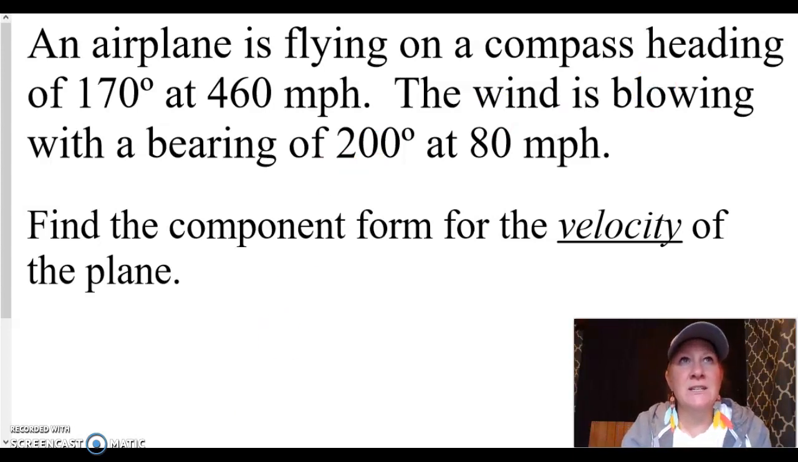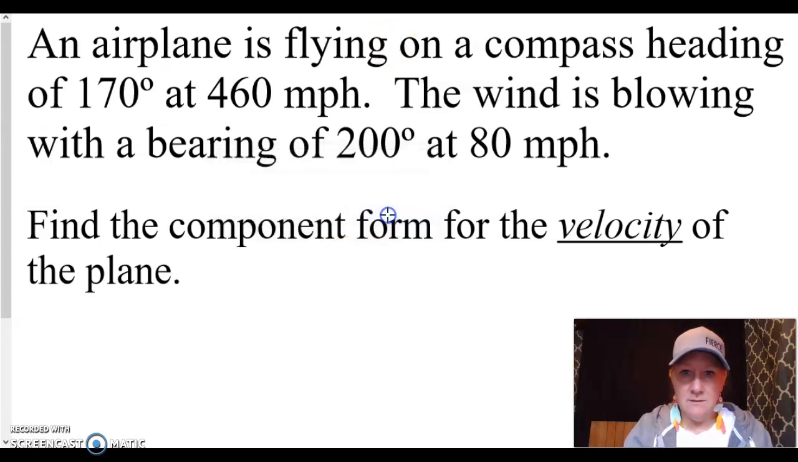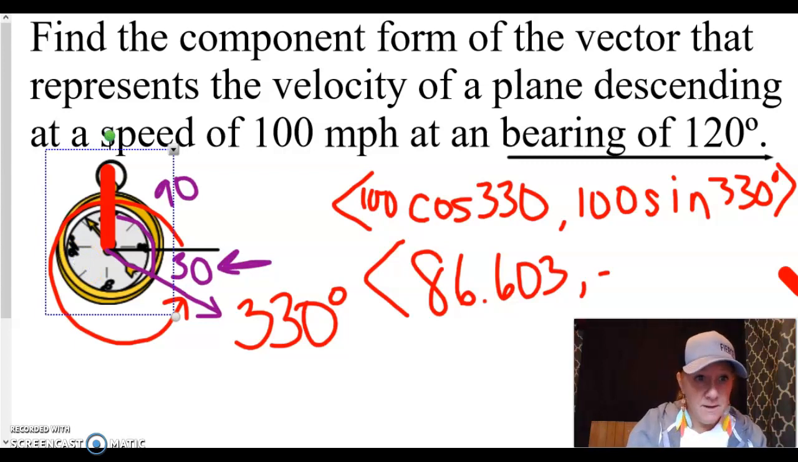So let's look as we go. An airplane is flying on a compass heading of 170. Okay, so think back to when we had our compass. So I'm going to grab a hold of this little picture of the compass. Copy. Bring that over here.